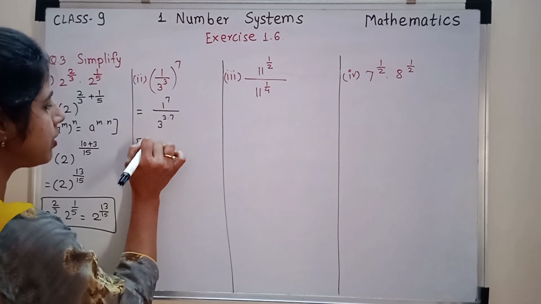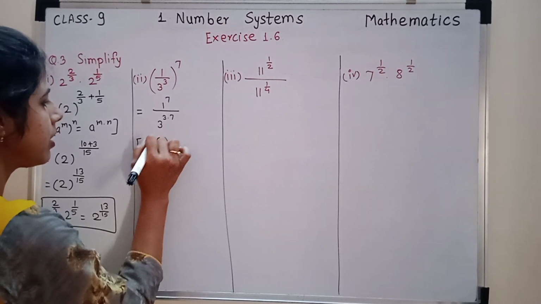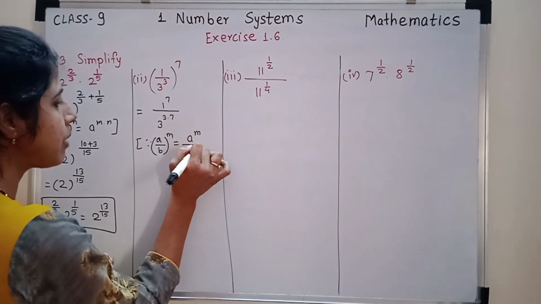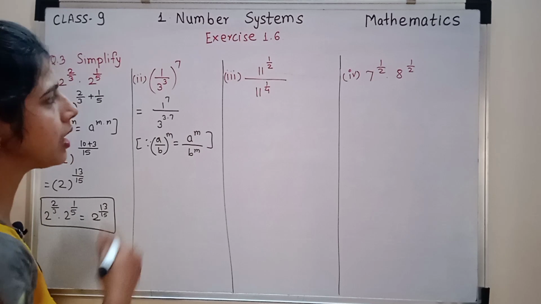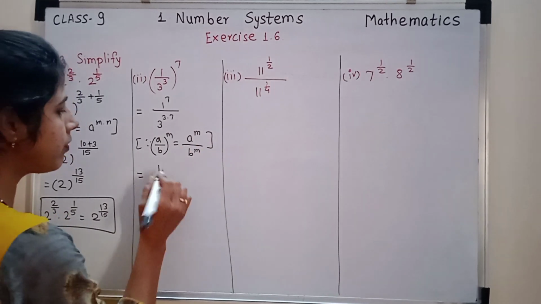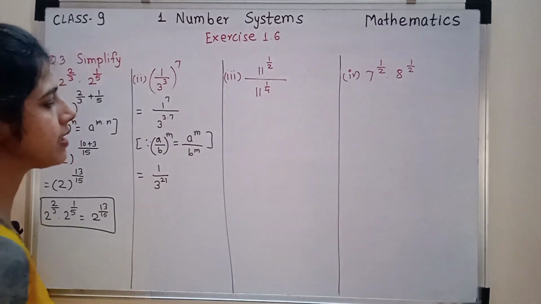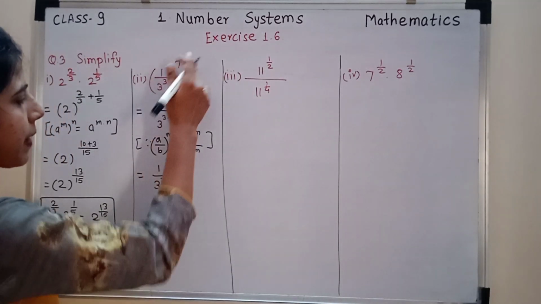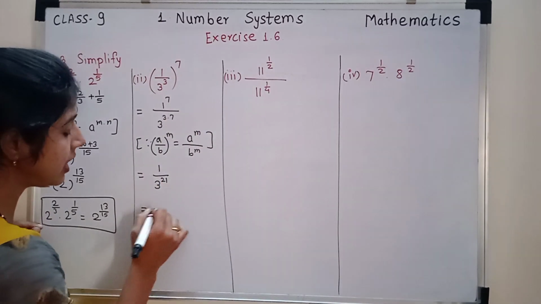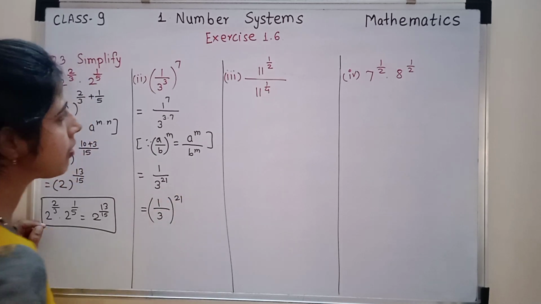So what have we used here? A upon B raised to m equals A raised to m divided by B raised to m. We just distribute the power. So 1 raised to any power is what? 1 divided by 3 raised to what? 3 sevens are 21. It is a power of a power, so the powers get multiplied. In short, we can also write this as 1 by 3 raised to 21.